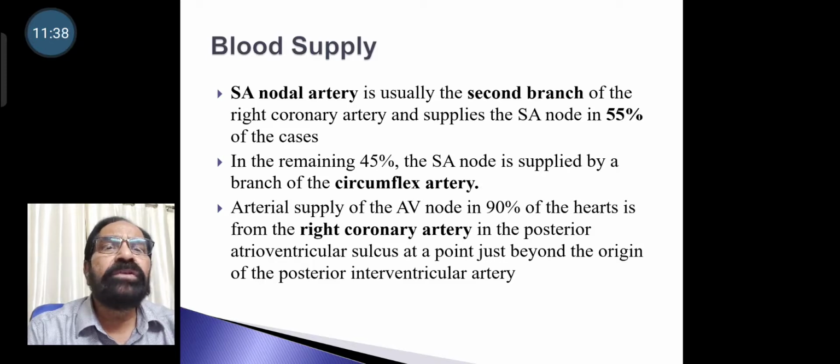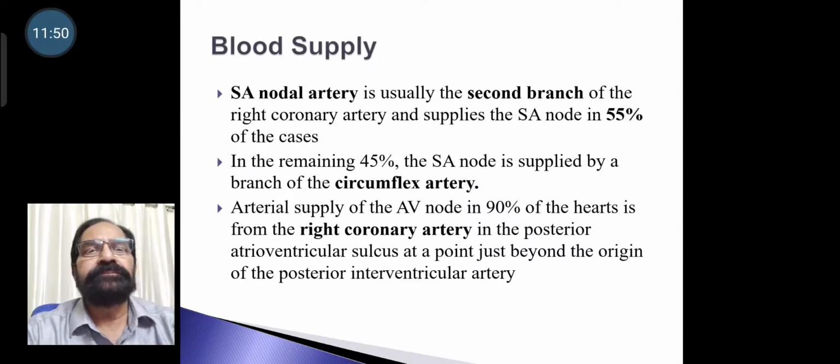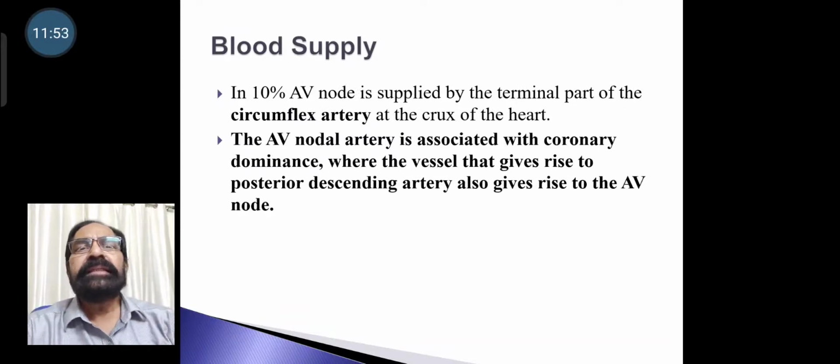Arterial supply of the AV node in 90% of hearts is from the right coronary artery in the posterior atrioventricular sulcus, at a point just beyond the origin of the posterior interventricular artery. In 10%, the AV node is supplied by the terminal part of the circumflex artery at the crux of the heart.